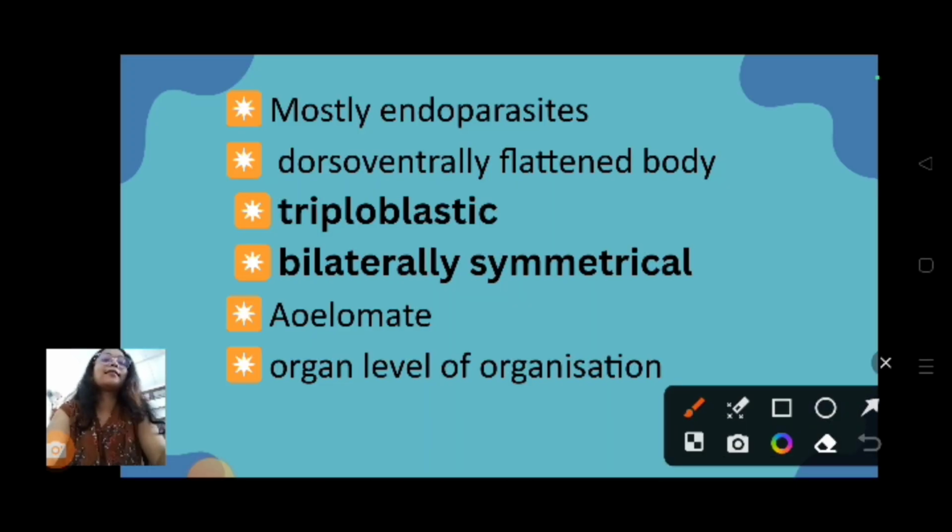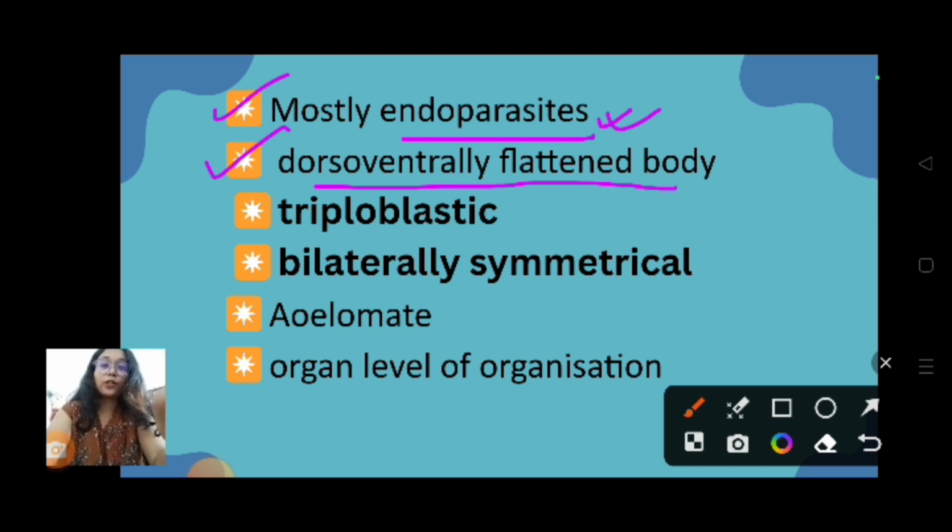So the first point, it is saying mostly they are endoparasites, meaning it lives inside a host body. Endo, inside. Okay, and this acts as a parasite. They take the nutrition of the particular host in which they are living. Okay, and this point I have already discussed, that they have a dorso-ventrally flattened body. Okay, dorso means what? Your back side. Ventral means your front side. So both in front side and back side, they are flattened structures. Therefore they are also known as flatworms.